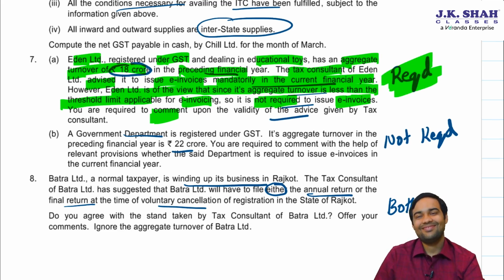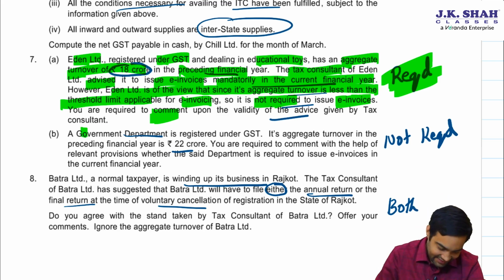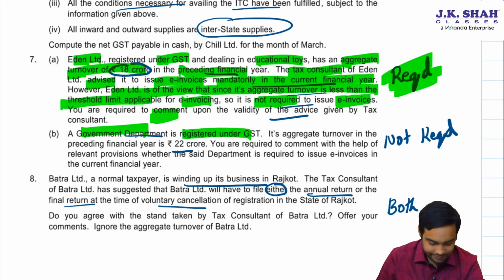Reason: now the limit for your exams of November 23 is 10 crore. If in any of the preceding financial years starting from 17-18 the aggregate turnover was more than 10 crore, then e-invoice is required.